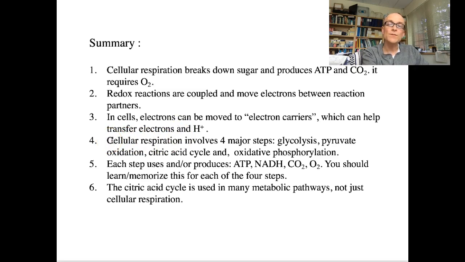Cellular respiration involves 4 major steps, and I just went through 3 of those: glycolysis, pyruvate oxidation, and the citric acid cycle. And then for next time, we will talk about oxidative phosphorylation. And then each of these steps produces or uses, you should look at each of the steps: ATP, NADH, carbon dioxide, and oxygen. Oxygen only comes in later, and that comes into play when we talk about oxidative phosphorylation. You should memorize this for each of the 4 steps. So where do these 4 types of compounds go and come from? How are they used and produced? And the citric acid cycle is used in many metabolic pathways, not just in cellular respiration.